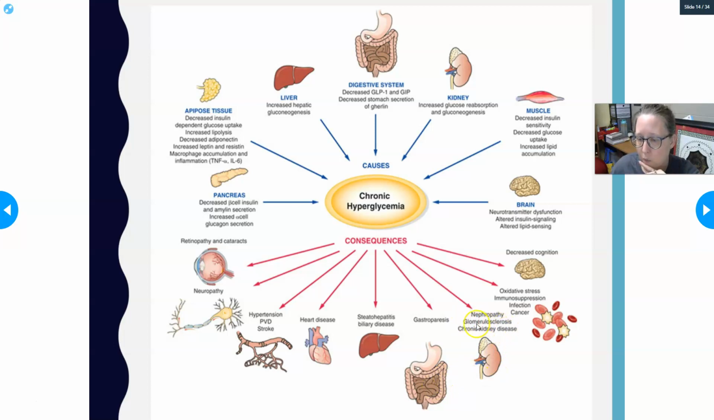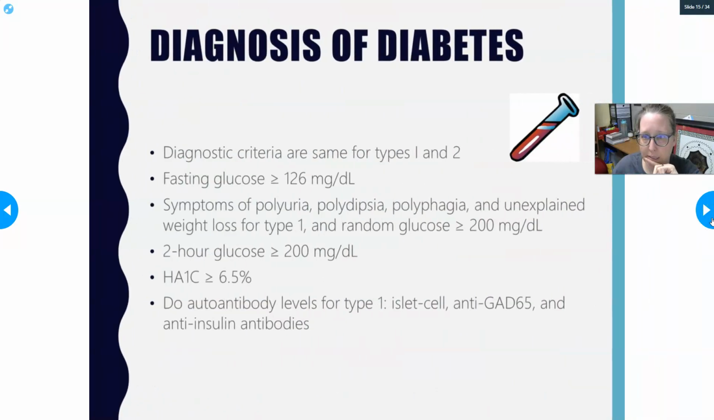Nephropathy with glomerulosclerosis, so damage of the glomeruli, and chronic kidney disease. There'll be oxidative stress, immunosuppression, infection, and cancer in the blood. There's decreased cognition linked to Alzheimer's disease, etc. So this is a very interesting look at everything that's going on with type 2 diabetes.